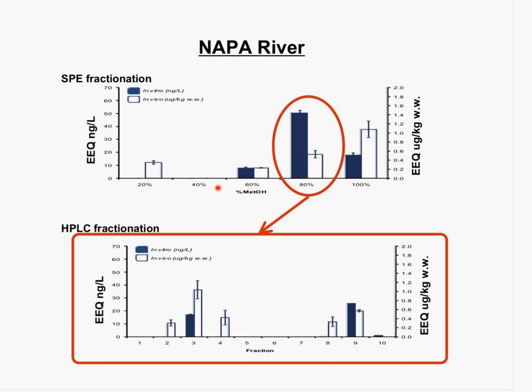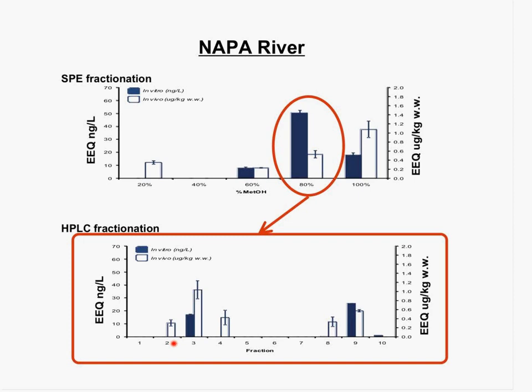So you can see, for the Napa River, most of the in vitro activity in this particular fraction came out in the 80% fraction, whereas most of the in vivo activity came out in the 100% fraction. We decided to go with the 80% just because it gave us a higher degree of EEQ, and fractionated it again. But you can still see there's a significant amount of in vivo activity, particularly in these polar fractions.